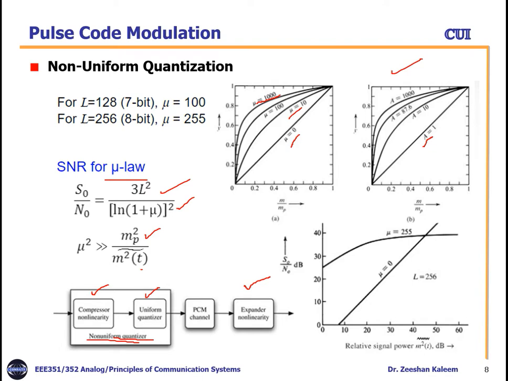So this is the curve. This is your relative signal power, and this is SNR. So for mu is equal to 0, we have a uniform quantization, and here we have a non-uniform quantization, mu is equal to 255. This is just to show the relationship between the power versus SNR in the case of non-uniform and uniform quantization.